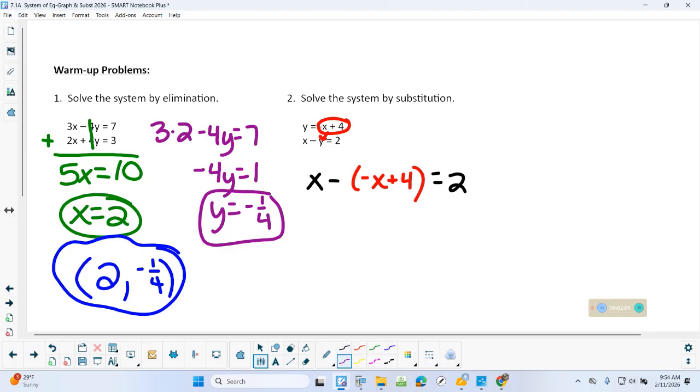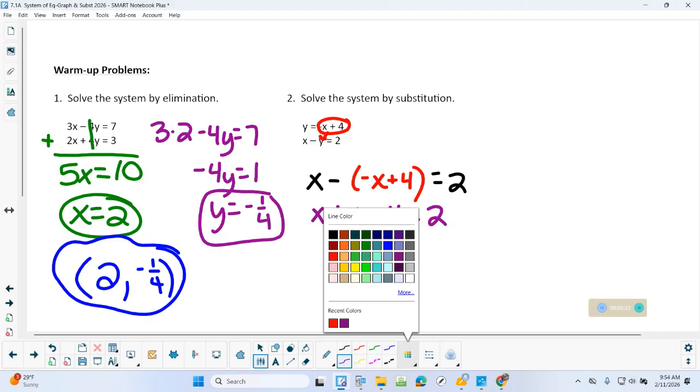All right, easy peasy. I'm going to go through and do the math here. Minus a negative x is going to make that a plus x. And then I'm going to have -4 equals 2. All right, let's combine our x's, x and x, 2x. And hey, let's add the 4. We got it, 3.